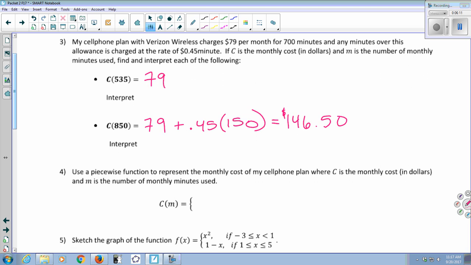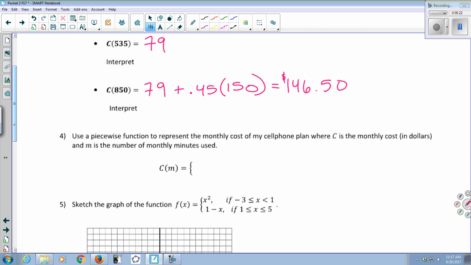All right, so I want to use a piecewise function to represent the monthly cost for m minutes. Okay, so I have two different formulas. The first one's easy, right? So the first one is 79 if m is less than or equal to 700. If you're under 700, your cost is 79.